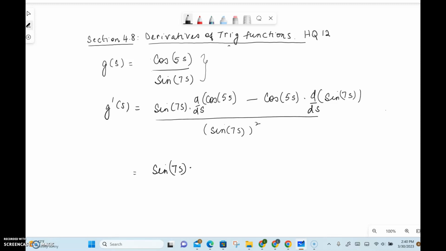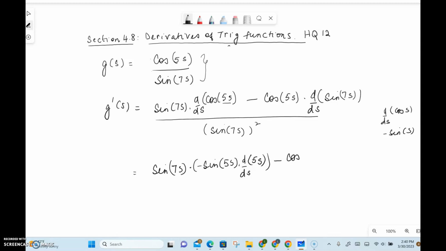Notice that d by ds of cosine of s is negative sine of s. But instead of s, we have a function of s, so we have to use the chain rule. So it's going to be negative sine of 5s. So we are differentiating cosine of 5s with respect to 5s, and then we multiply with the d by ds of the inner function 5s.